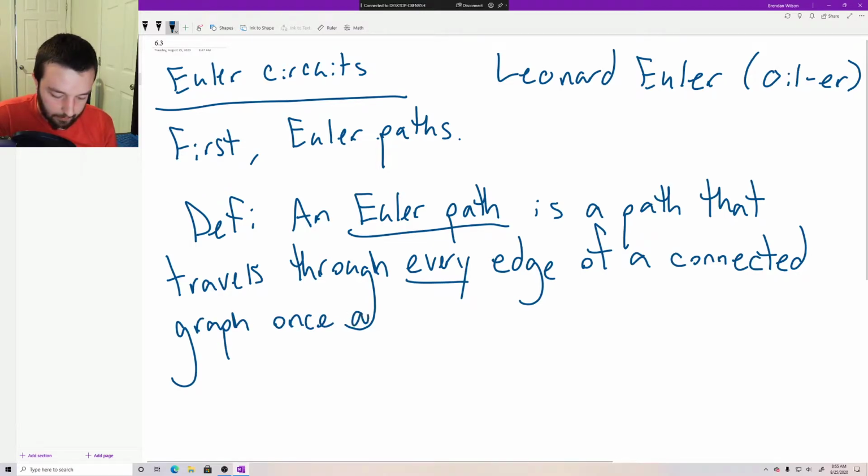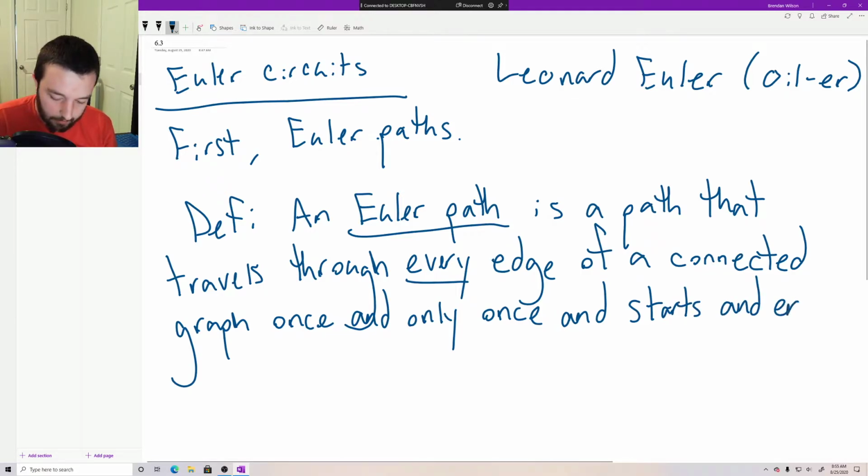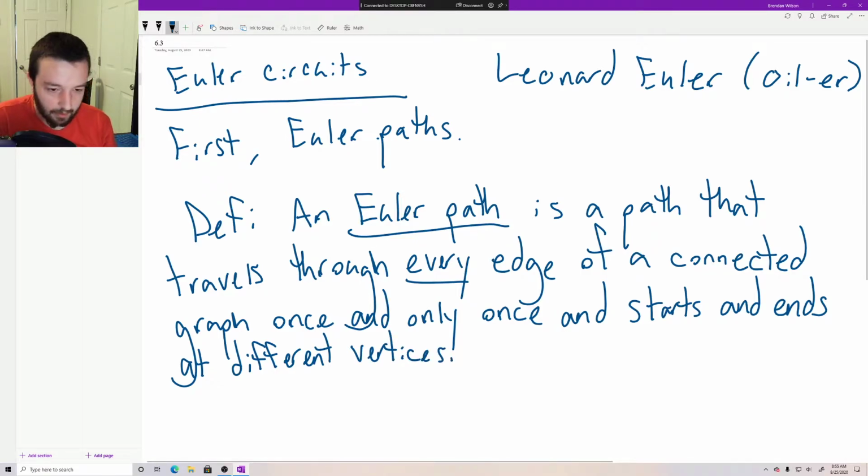Once and only once. Okay, so exactly one time. And it starts and ends at different vertices. Okay. This last part's a little redundant because a path already has to start and end at different vertices, but just as a reminder, we'll throw it in there.